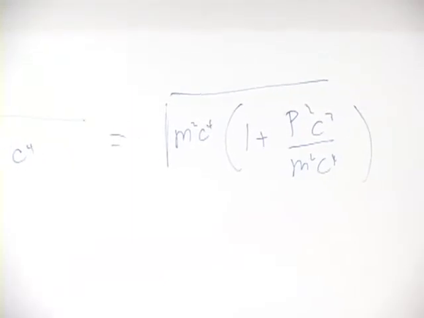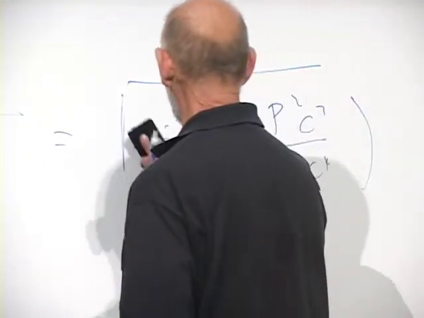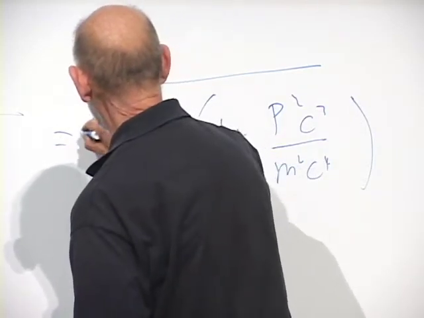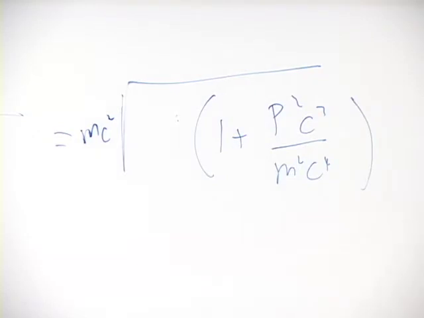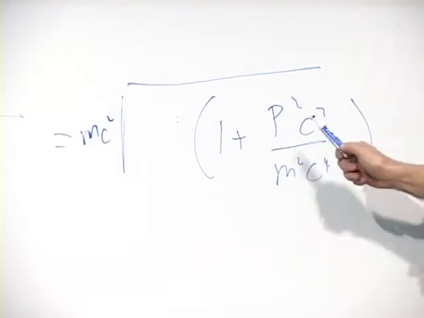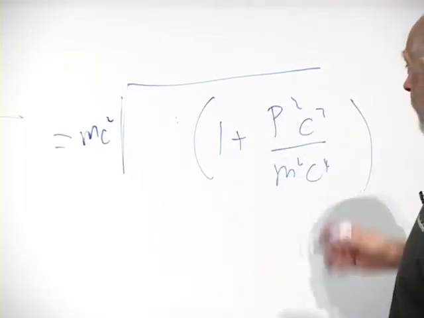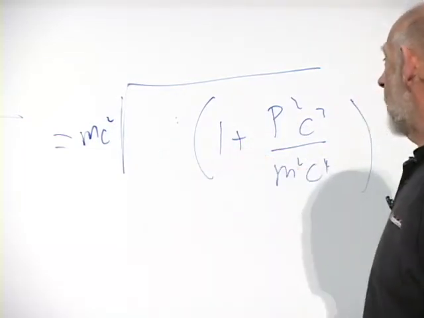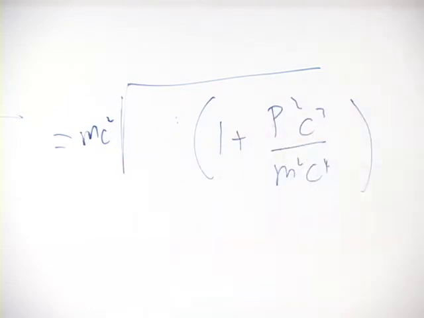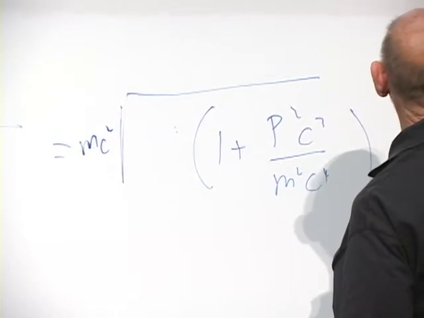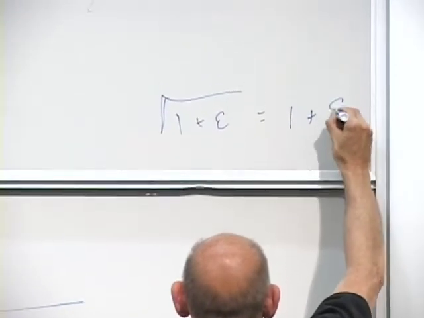You can factor out of the square root the m squared c to the fourth, and that gives you mc squared on the outside. That's a good sign. But with a correction. And the correction is this over here. What do you do with it? You expand out the square root. You use the formula that the square root of 1 plus a small quantity is 1 plus the small quantity divided by 2. Square root of 1 plus a small quantity is equal to 1 plus the small quantity over 2.